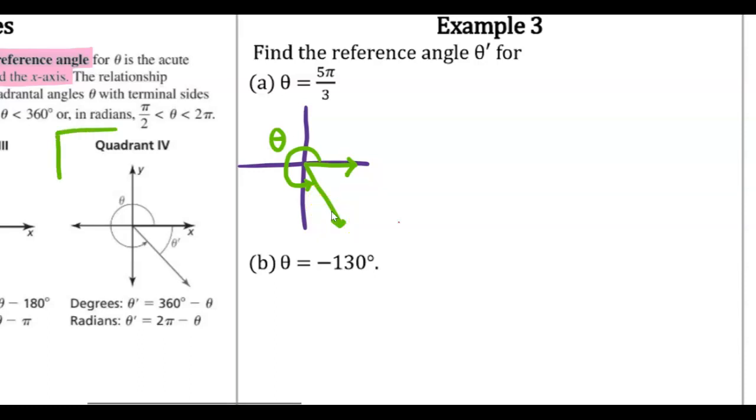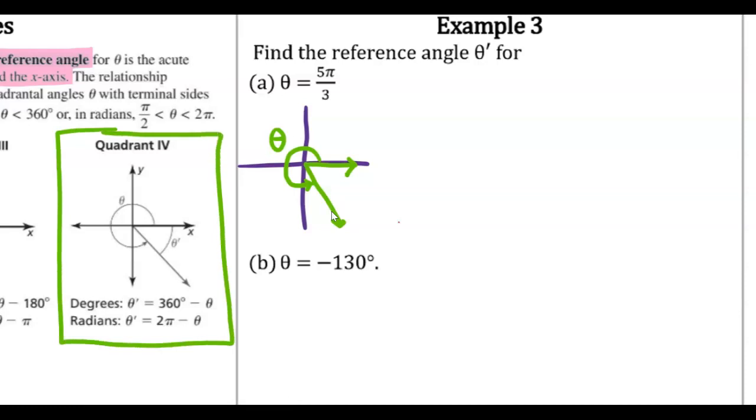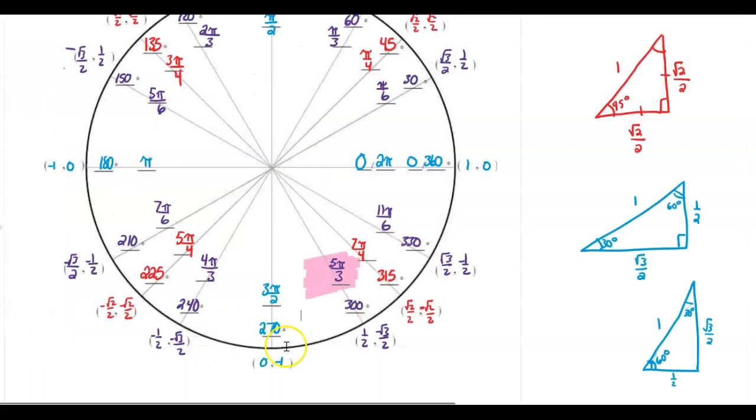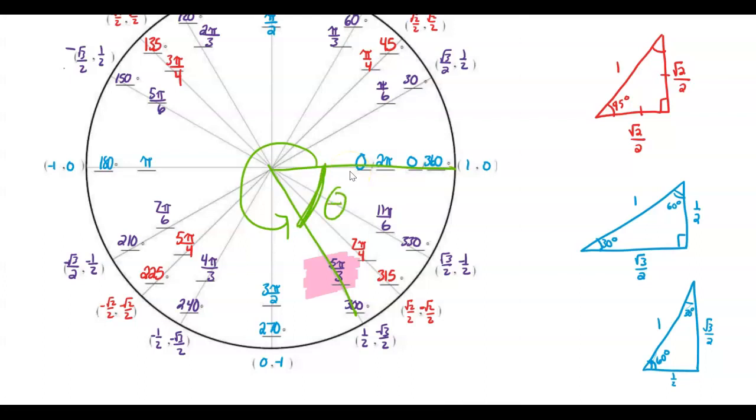So if the terminal side is in quadrant 4, we're going to use these rules. Now, a lot of you will be able to do it without the rule, so I'm going to show it to you first without the rule, and then I'll show you how to use it. Just picture the unit circle. If it's 5 pi over 3, then this is 300 degrees. So picture what we had just drawn. This was our angle right here, and it goes this way. Our reference angle is the part that goes from the terminal side back to the x-axis.